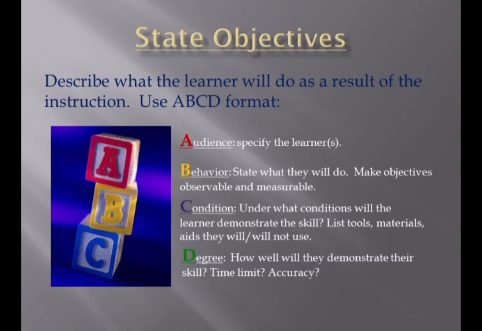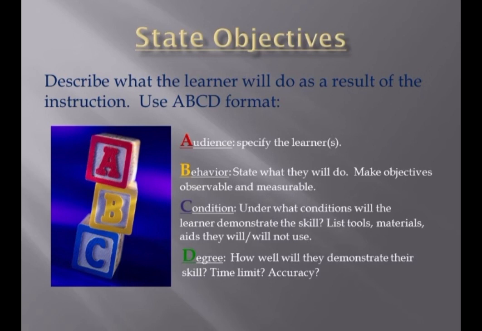The objective begins by stating whose capability is going to be changed. Next is behavior. The behavior, the heart of the objective, is the verb describing the new capability that the audience will have after instruction. This verb is most likely to communicate your intent clearly if it is stated as an observable behavior.